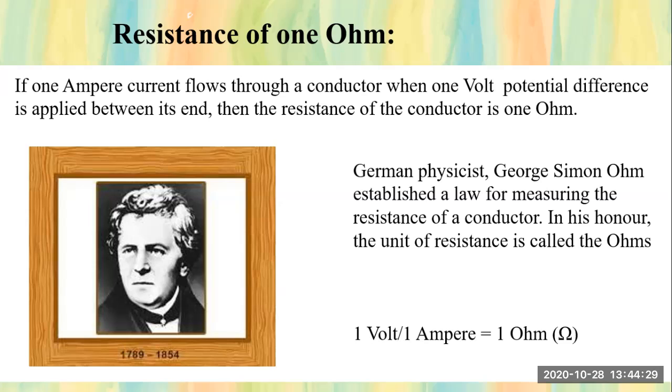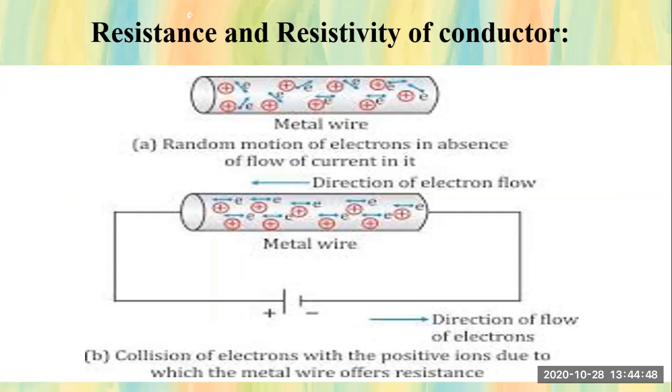Now see, this is the photograph of George Simon Ohm. He was born in 1789 and he died in 1857. So see, so many years ago, he stated this Ohm's law. Now we will go to the next point, that is resistance and resistivity of a conductor.